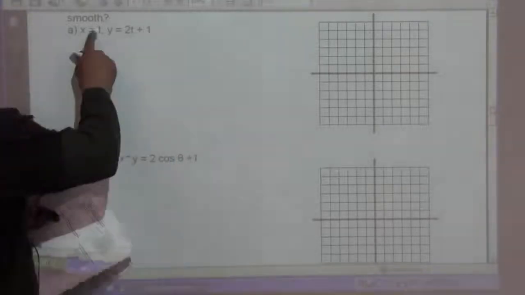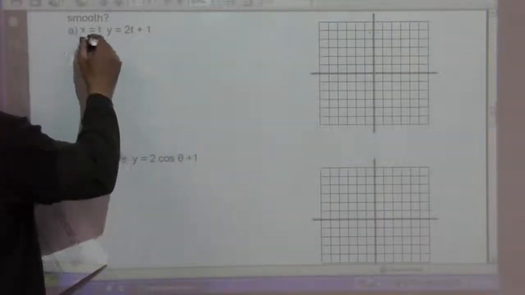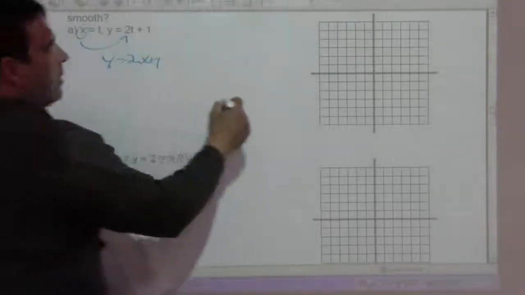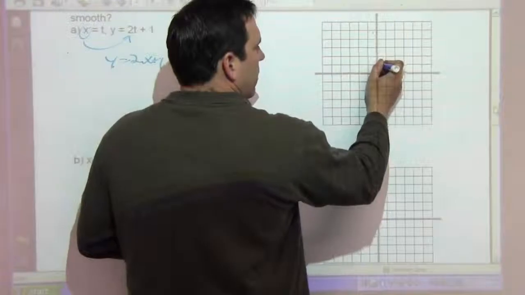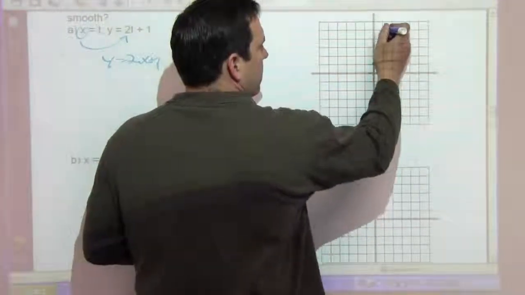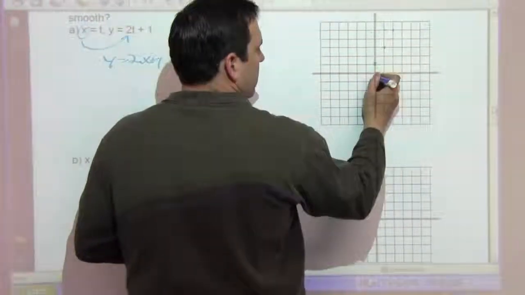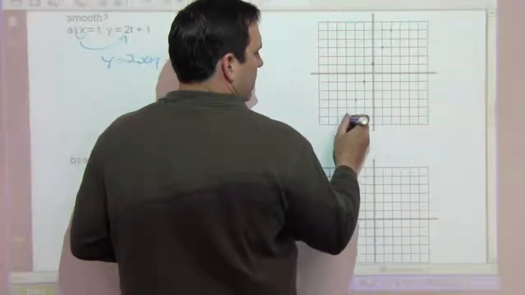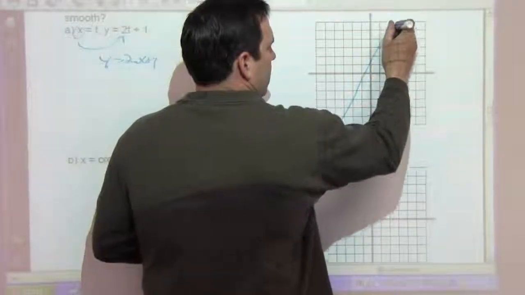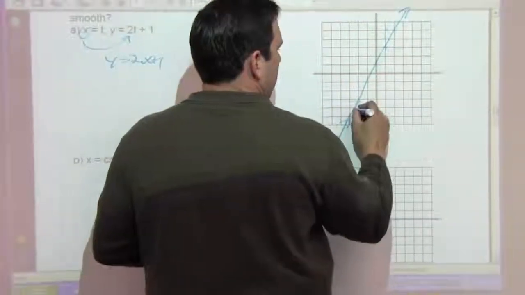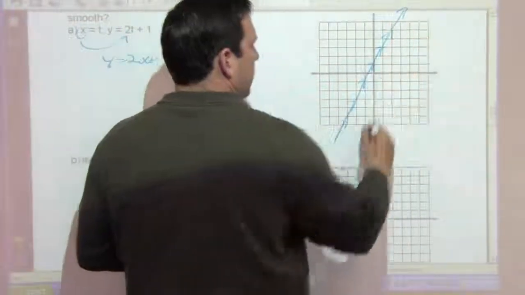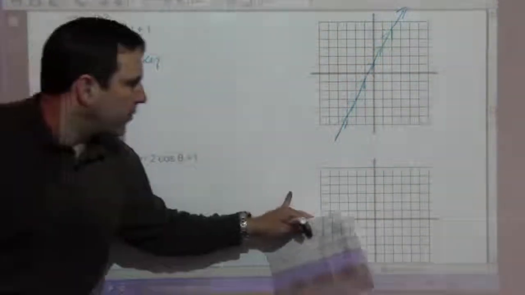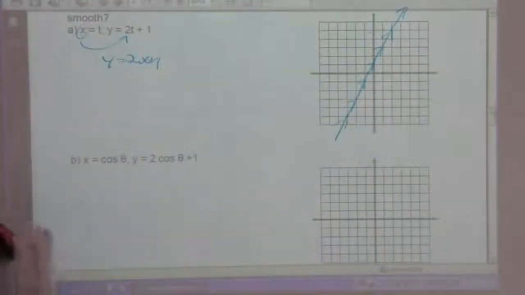So here we have x equals t, y equals 2t plus 1. If we put x in place of the t, y equals 2x plus 1. So slope is 2. That's the direction. That's going to go forever, coming from down below, up forever.